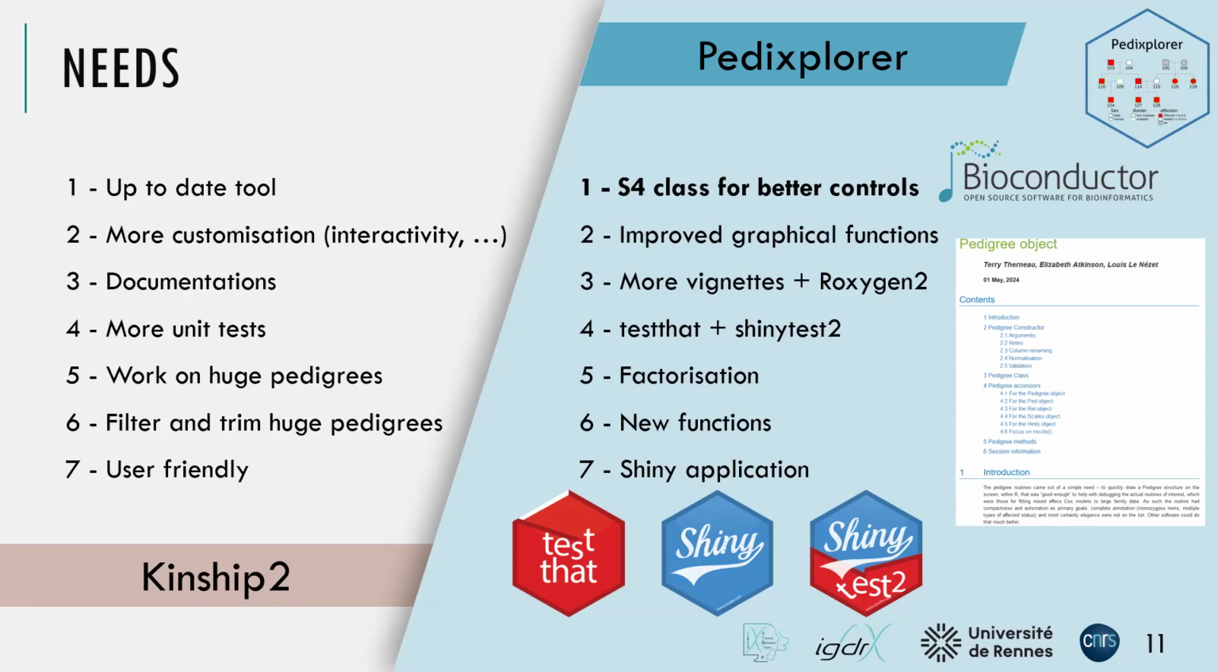First, the S4 classes to represent pedigree data, allowing a better type checking and structured object definition. Second, the new functions and organization of the package. And finally, the Shiny application.